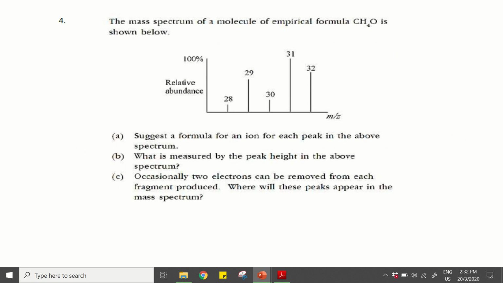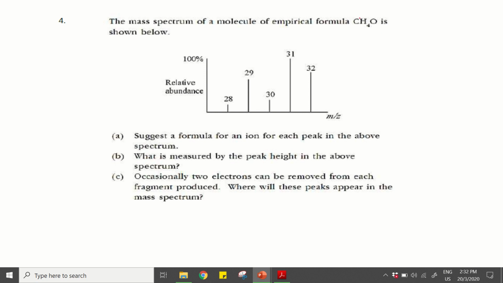Okay, so that's it for this. Let's look at question 4. Now question 4 is about mass spec. Just now, questions 1 and 2 were for infrared spectroscopy. So let's look at the mass spec here. These are mass spectrums, relative abundance against mass to charge ratio. For A, suggest a formula for an ion for each peak in the above spectrum. So what are the ions here for each peak?